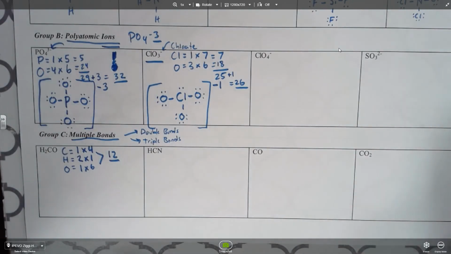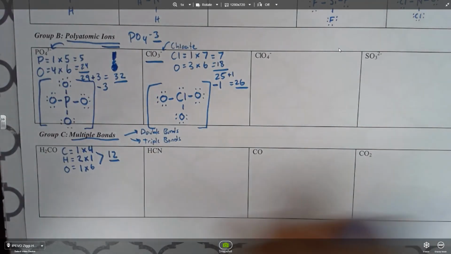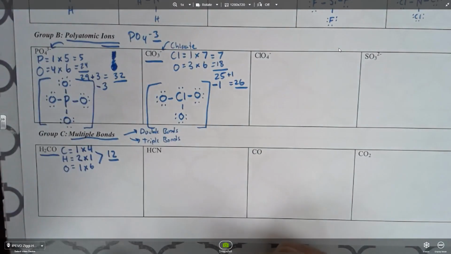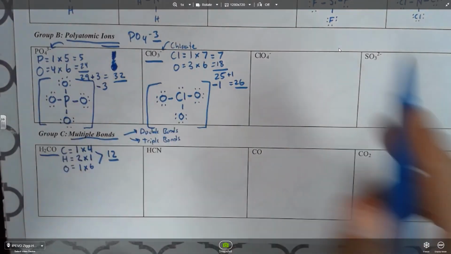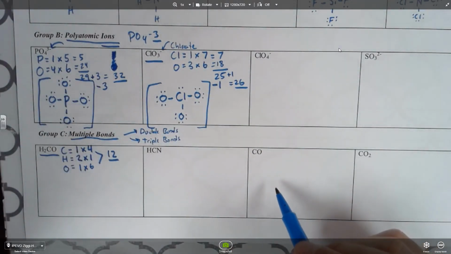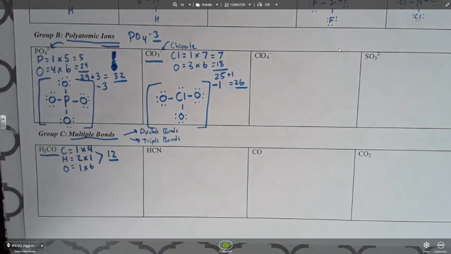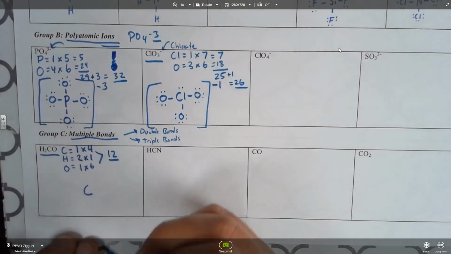Now, drawing this structure is admittedly, in my opinion, definitely harder than any one we've done so far, okay? So hydrogen can never be in the middle. That's the first hint. Carbon is always in the middle. That's the second hint. Carbon is the least electronegative element of these 3 other than hydrogen, which can't be in the middle, okay? So we're going to place carbon in the middle.